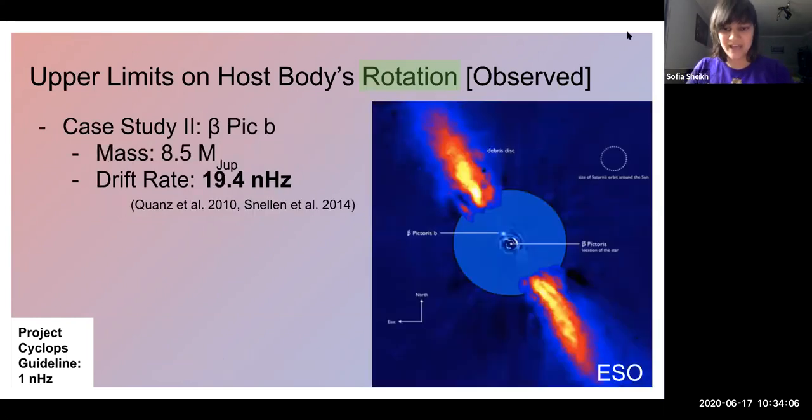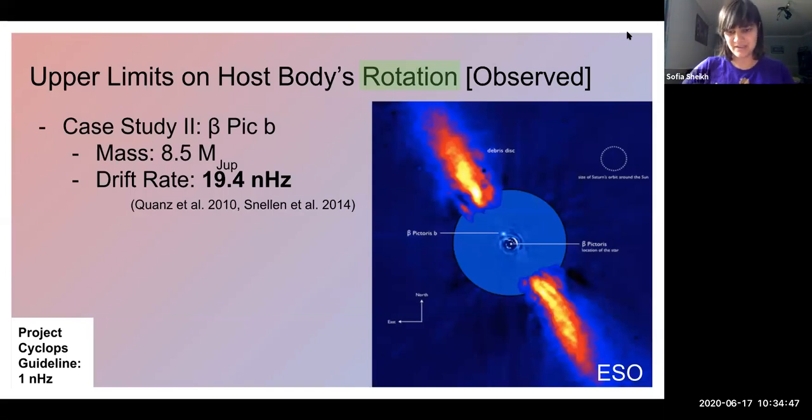So we have a lot of knowledge about how things rotate in our own solar system. Turns out it's pretty tricky to measure that for exoplanetary systems. We have some measured rotation rates for really, really big exoplanets, but none for terrestrial exoplanets so far. So just as a case study, the planet Beta Pic b, which is fun for a lot of reasons, has a mass of 8.5 Jupiter masses. So this huge gas giant. It's one of the few planets that we're able to get a rotation rate for that's not in our solar system. And if you plug in all the numbers, you end up with a drift rate of 19.4 nanohertz.